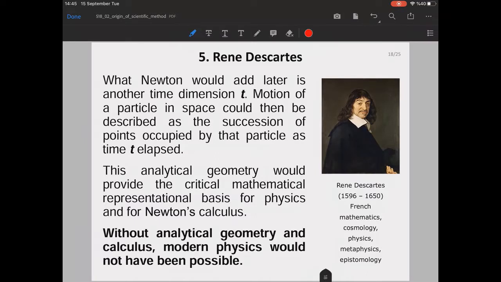What Newton would add later is another time dimension t on this, then it would be total. Motion of a particle in space could then be described as the succession of points occupied by that particle as time t elapsed. This analytical geometry would provide the critical mathematical representational basis for physics, and it will help Newton's calculus as well. Without analytical geometry and calculus, modern physics would not have been possible.